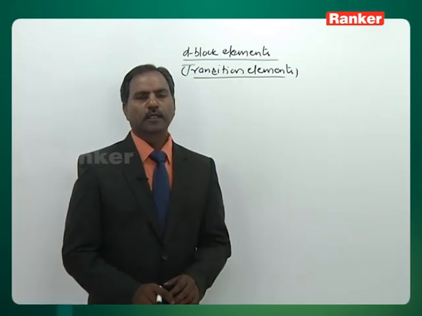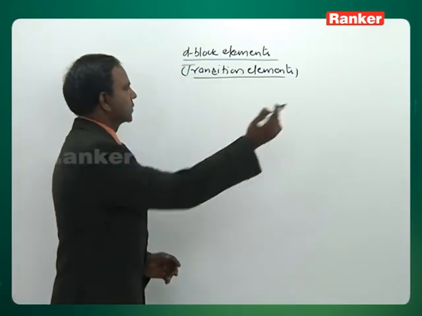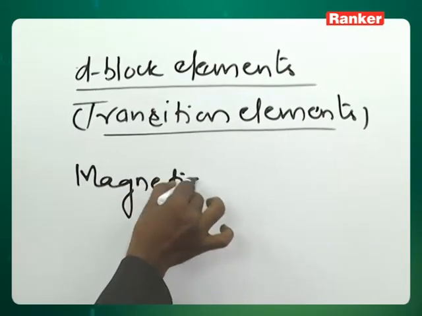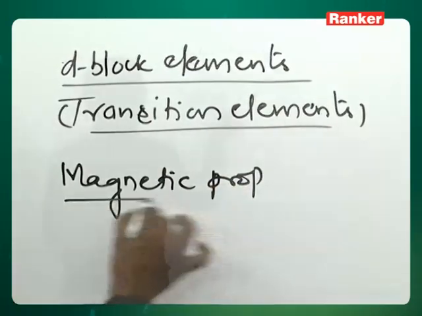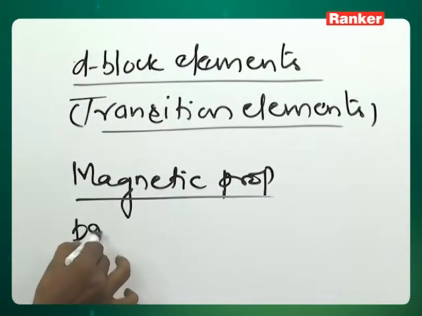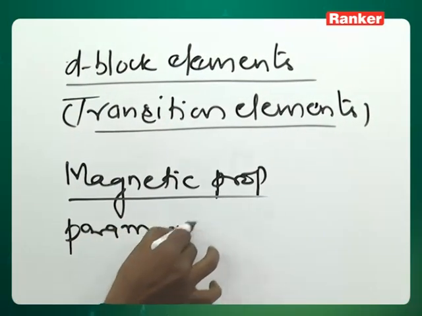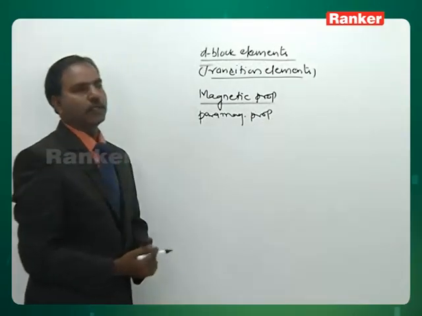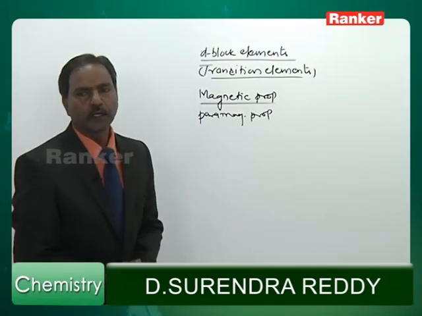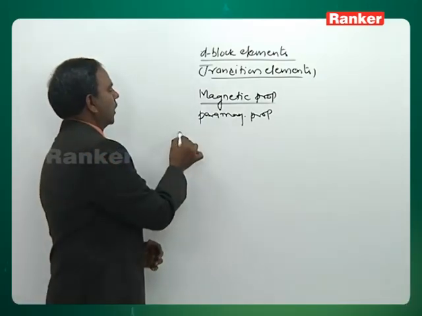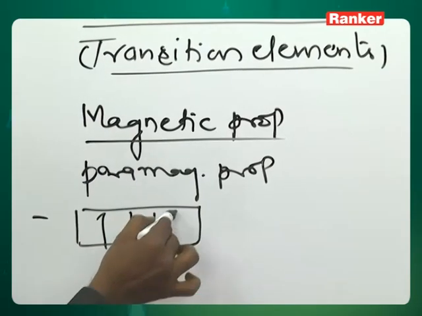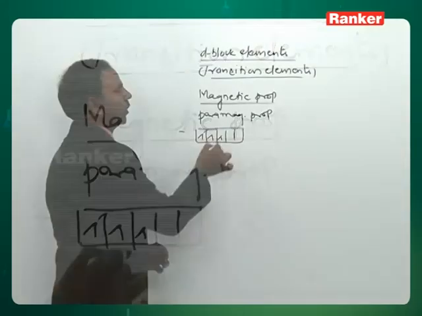So under d block elements, let us discuss now magnetic properties. Most of the d block elements and their compounds exhibit paramagnetic property. Why do they exhibit paramagnetic property? It is due to the presence of unpaired electrons in d orbitals.